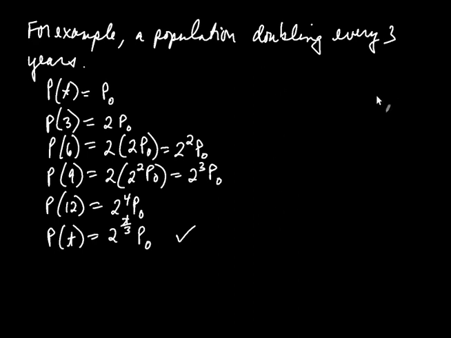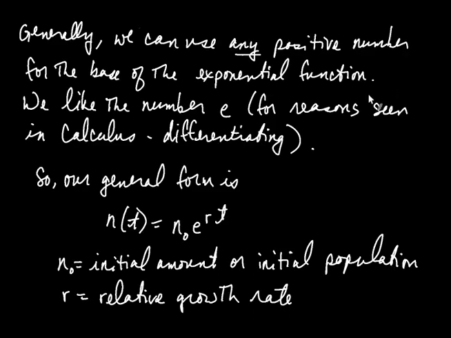Okay, let's do some problems that you're likely to see in your class. So, before that, sorry. Generally, we can use any positive number for the base of the exponential function. Like in the previous example, we ended up with 2 raised to the t over 3, but you can choose any positive number you want because you can convert back and forth between two different exponential functions. We choose the number e generally, and those reasons have to do with calculus, where we do something called differentiating, and it just so happens that e to the something is the easiest function to differentiate in calculus.